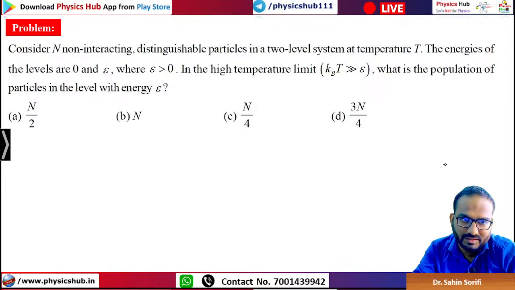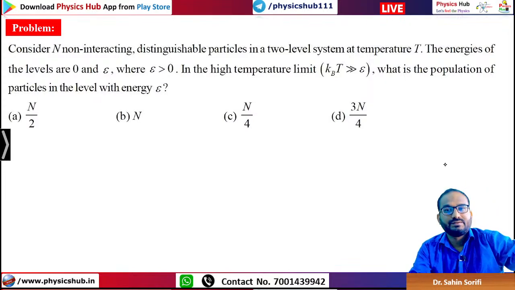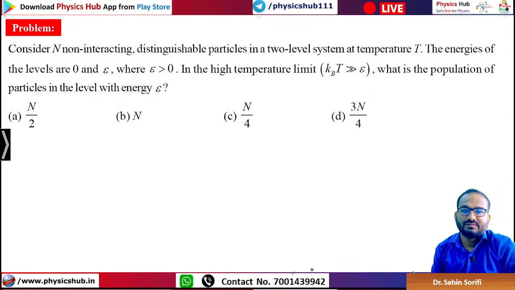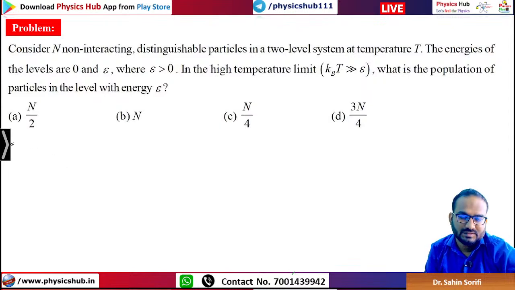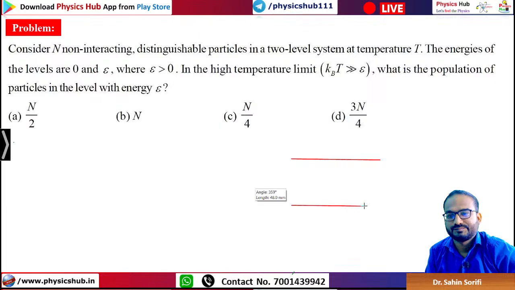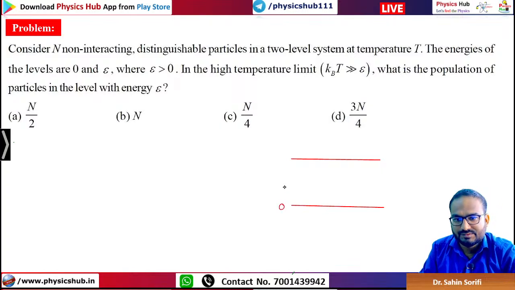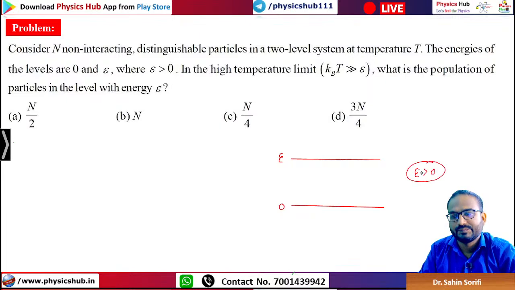Consider n non-interacting distinguishable particles in a two-level system at temperature T. The energies of the levels are 0 and epsilon, where epsilon is greater than 0. In the high temperature limit, kT much greater than epsilon, what is the population of particles in the energy level with energy epsilon? Population means the number of particles. Actually, we have two energy levels. One has energy 0, another has energy epsilon, and epsilon is given to be greater than 0.